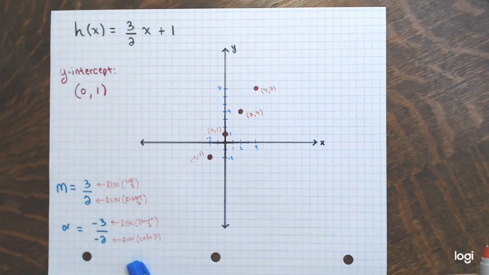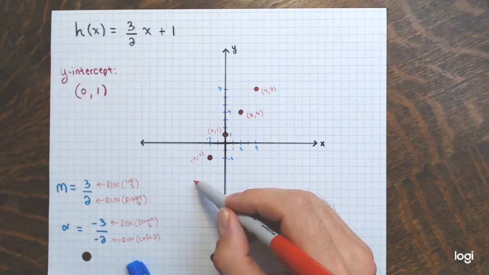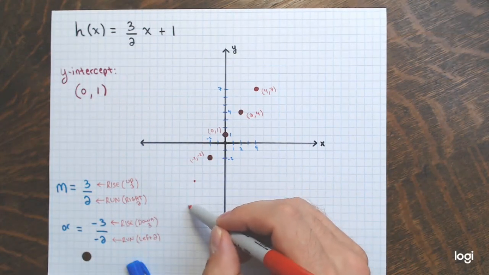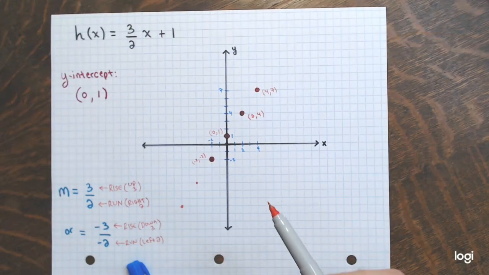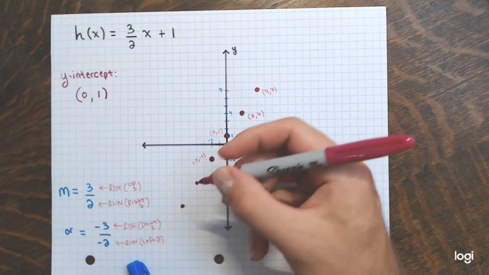It has that negative 2 as an output. Great. And again, you could keep going. Down 3, left 2. There's another point. Down 3, left 2. There's another point. All right, and I can plot points all day long with this method.